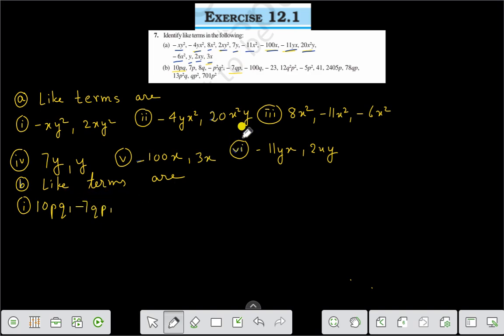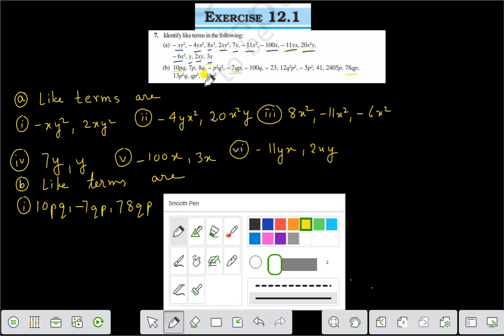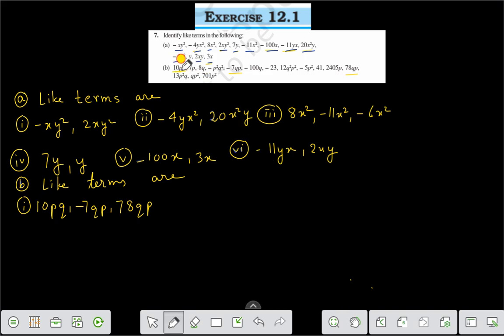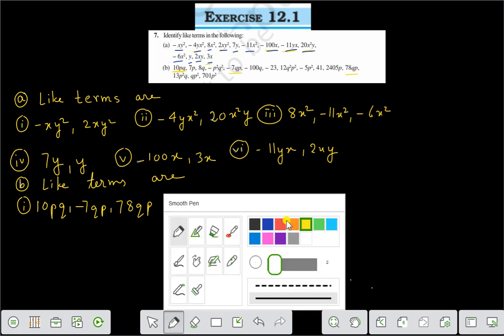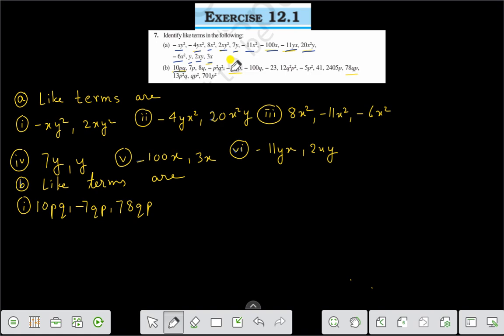Another one is qp, this one, and also 78qp, that is also 78pq. That way we got three terms. The first one is 10pq, then minus 7qp and 78qp. This is right.